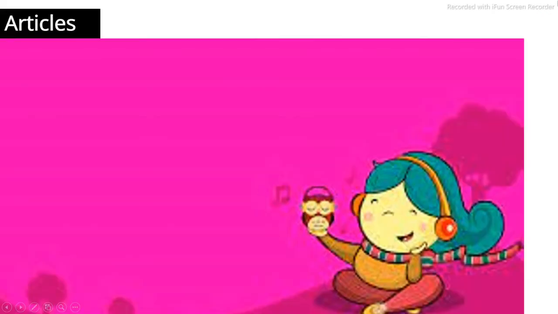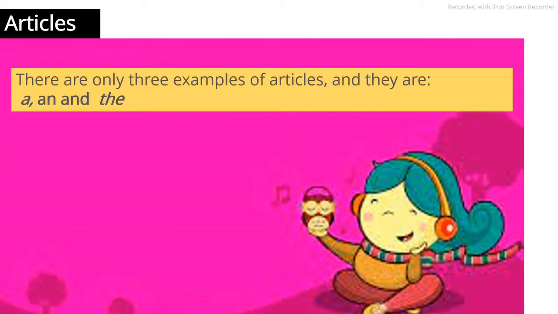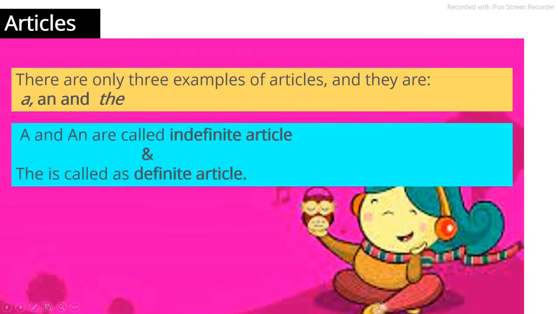If we take articles, there are three articles in English. They are a, an, and the, and they are divided into two categories: indefinite articles a and an, and definite article the. A and an are generally used before singular nouns. If the initial pronunciation of the word begins with a vowel sound, we use an, like an umbrella, an ice cream.